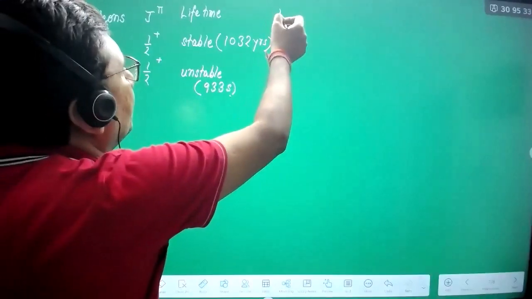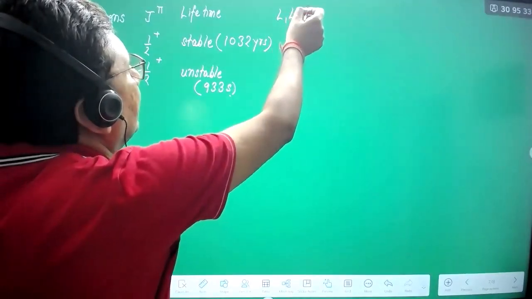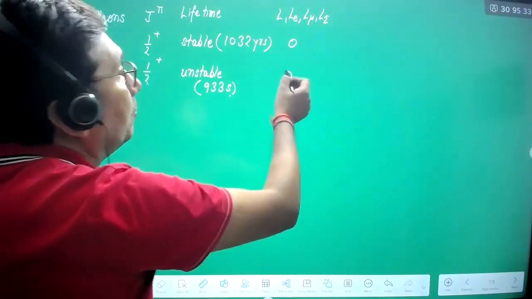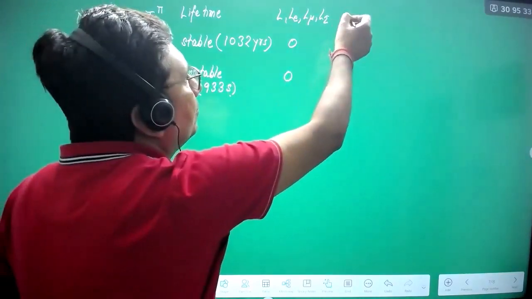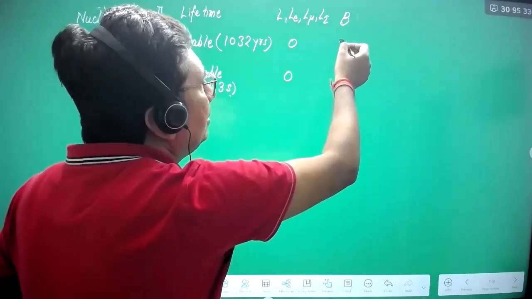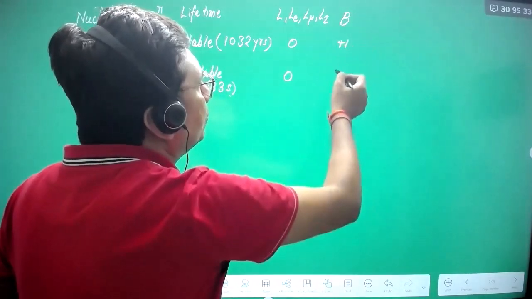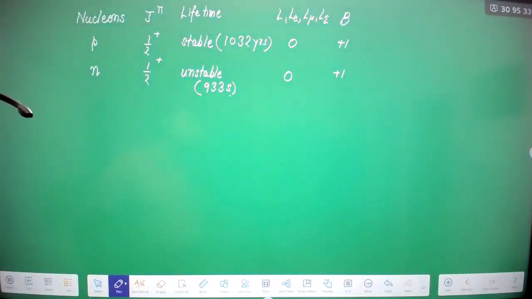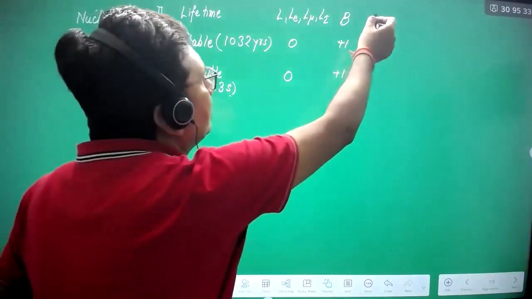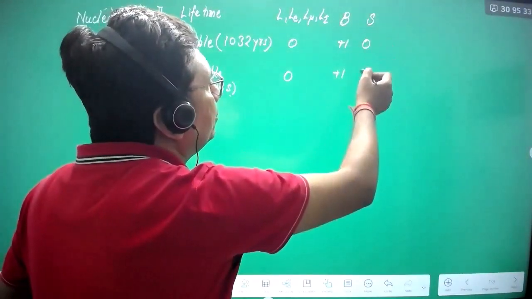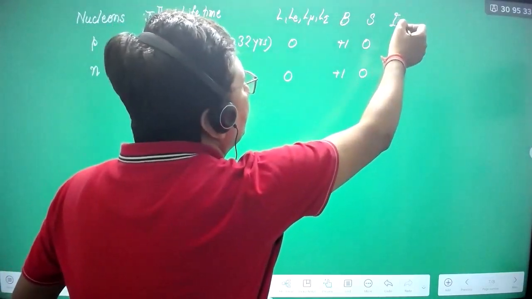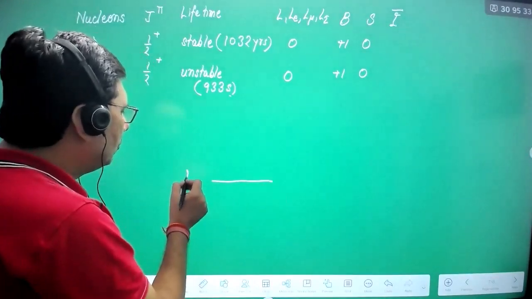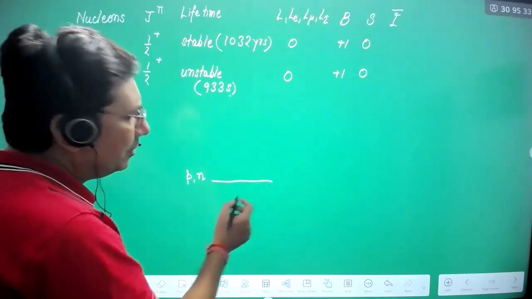Next, they are not leptons, so automatically the lepton numbers Le, L mu, L tau are 0, but they are baryons. So baryon number B is +1 for them because they belong to the family of baryons. If you look at their strangeness, they don't show strange behavior, so that is 0. They have isospin. In strong interaction, the nucleons proton and neutron are the same.